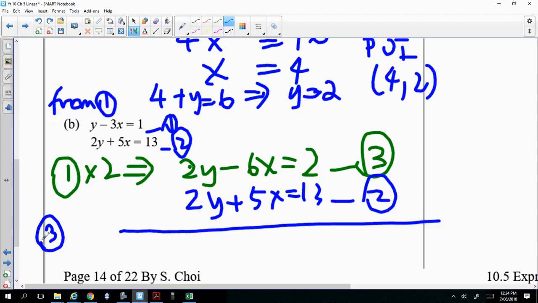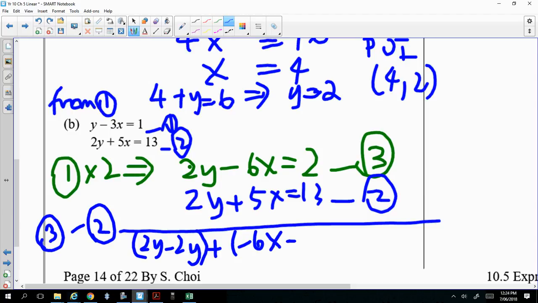So you do 2y minus 2y in brackets, plus negative 6x minus 5x. So that's negative 6 minus 5, we are subtracting them, equal to 2 minus 13. And then you will see that the first term, the y, gets eliminated. And once you eliminate, you collect like terms.